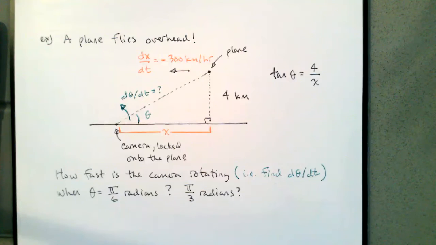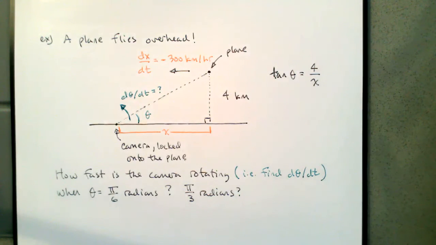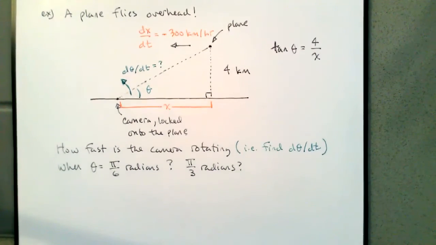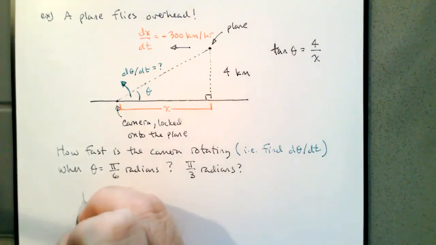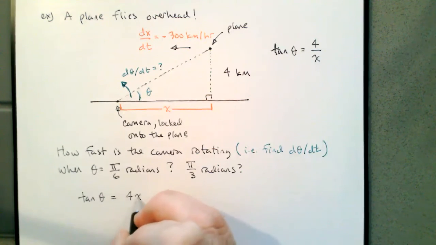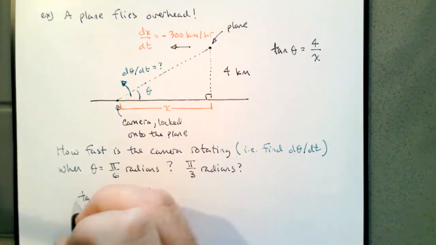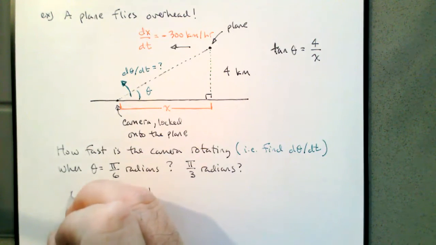So we're going to do the same thing that we did before. We're going to take the derivatives. We're going to have to use chain rules. So let's do that. I'm going to rewrite 4 over x because I'm taking derivatives. I want to write powers of x if I can. So I'm going to rewrite tangent of theta equals 4 over x as tangent theta is 4x to the negative 1. And just like before, we're going to take the derivative with respect to time.